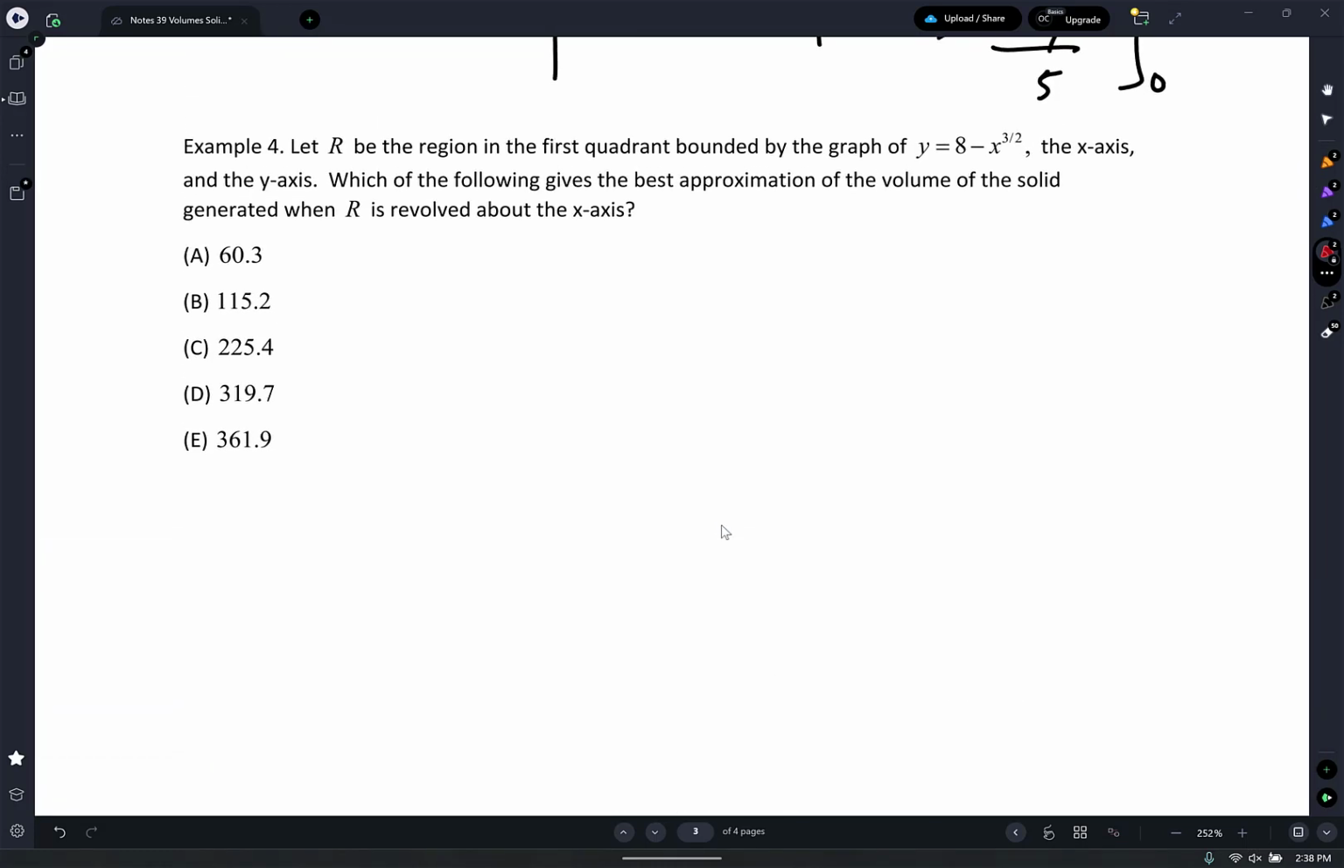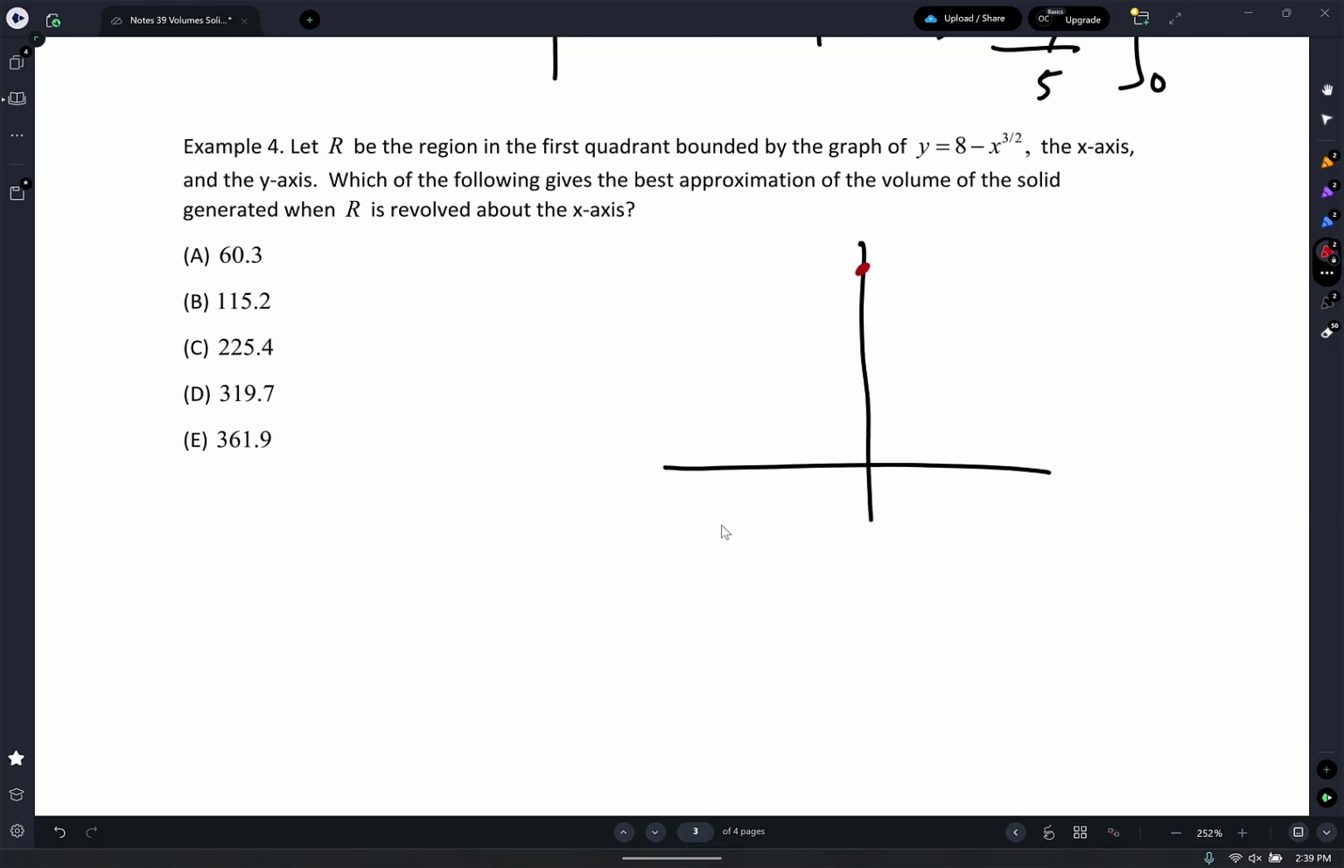Let R be the region in the first quadrant bounded by the graph 8 minus x to the 3/2, the x-axis and the y-axis. Which of the following gives the best approximation of the volume of the solid generated when R is revolved about the x-axis? Okay, here we go. I have an idea how this graph looks. I have not typed it anywhere, but because of the x to the 3/2, I have an idea.